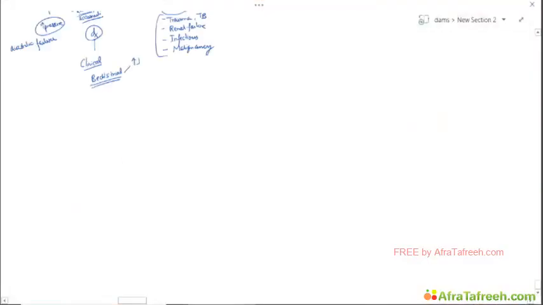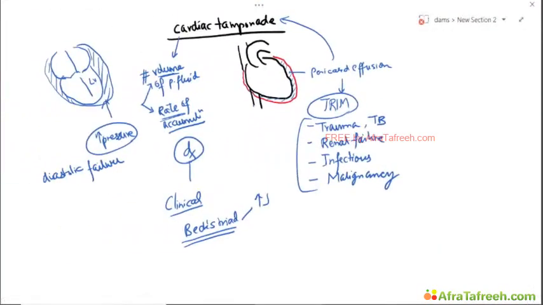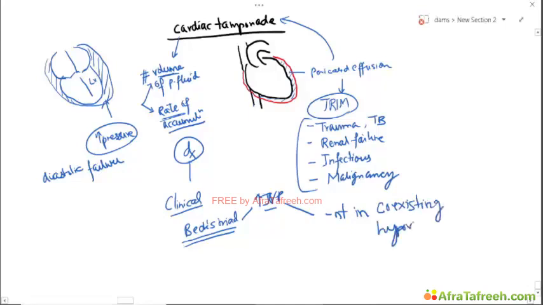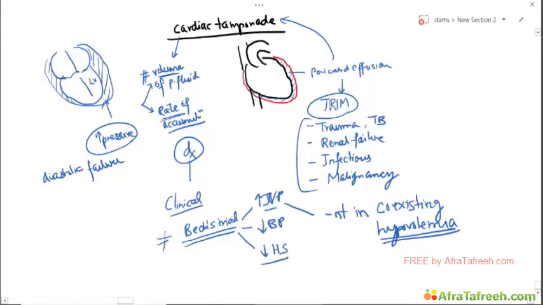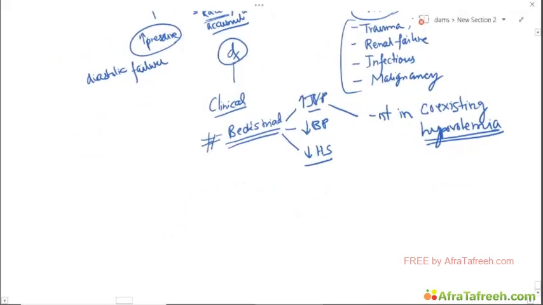In addition, a raised JVP may be absent. This may be absent in patients with coexisting hypovolemia. So if the patient is hypovolemic as well, there will not be any raised JVP. Okay, so you should not rely completely on Beck's triad clinically. Any patient with hypotension and raised JVP, you should consider cardiac tamponade as one of the differential diagnoses.